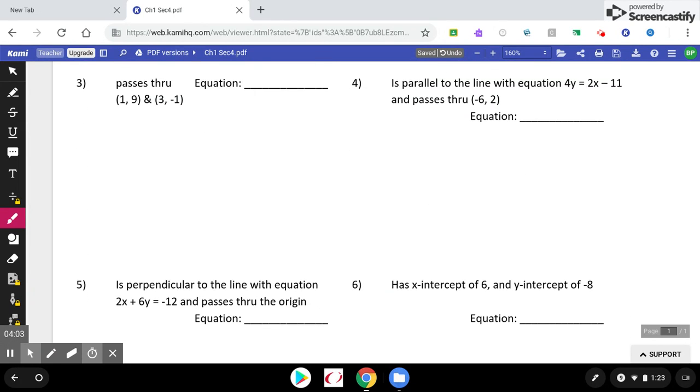Okay, so let's advance a little bit more here. On number 3, we did not give you the y-intercept. We didn't give you the slope either. But if you are given 2 sets of coordinates, we recall this formula.